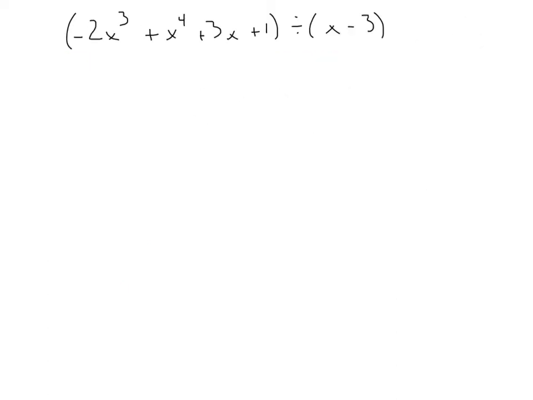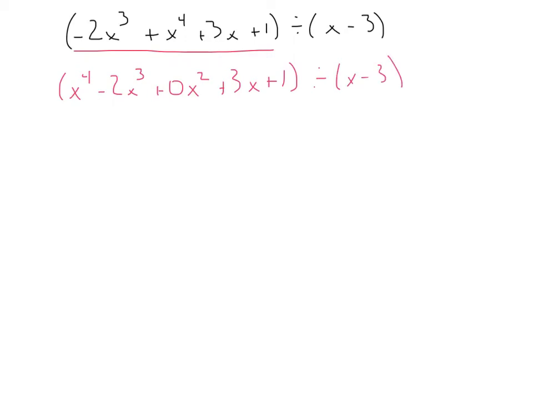Now we do have some of the same concerns with synthetic division that we did with long division. Namely, that the dividend here is not in standard form. So I need to write it in standard form. Okay, x to the fourth minus 2x cubed, and I'm missing my x squared term, so I need a plus 0x squared plus 3x plus 1 divided by x minus 3. And I'll set this up, 3, and I've got 1, negative 2, 0, 3, 1.